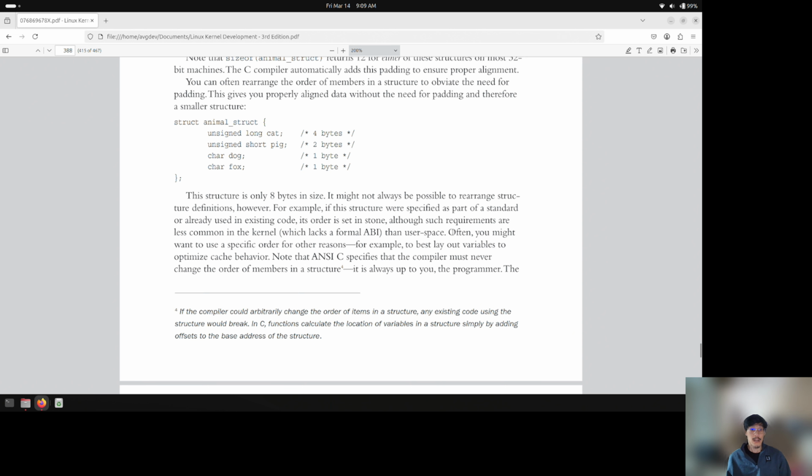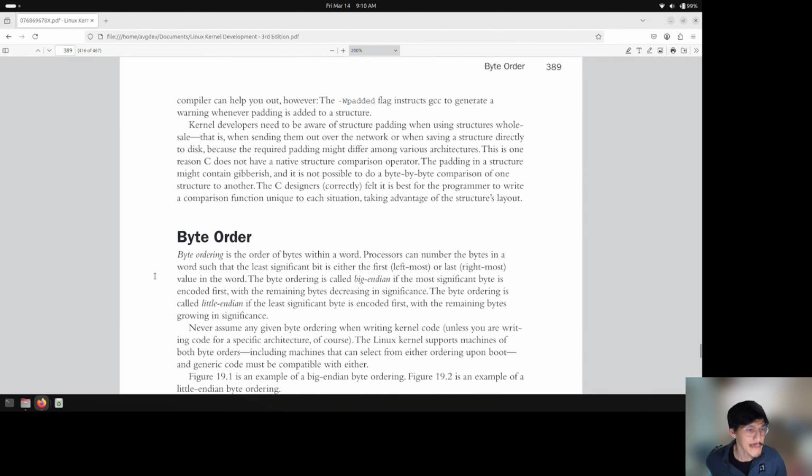Often you might want to use a specific order for other reasons, for example, to best lay out variables to optimize cache behavior. Note that ANSI C specifies that the compiler must never change the order of members in the structure. It is always up to you, the programmer. Okay? The compiler can help you out, however. The -Wpadded flag instructs GCC to generate a warning whenever padding is added to a structure. That's cool.